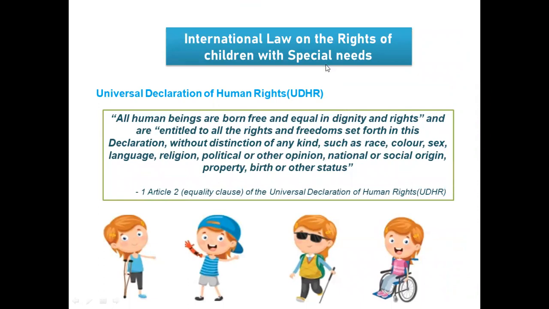International law on the rights of children with special needs. First, the Universal Declaration of Human Rights, UDHR. Article 1 says that all human beings are born free and equal in dignity and rights, and are entitled to all the rights and freedoms set forth in this declaration without distinction of any kind, such as race, color, sex, language, religion, political or other opinion, national or social origin, property, birth, or other status.